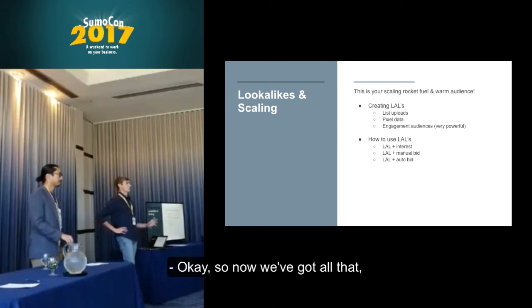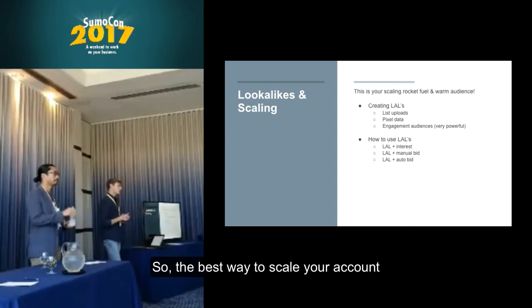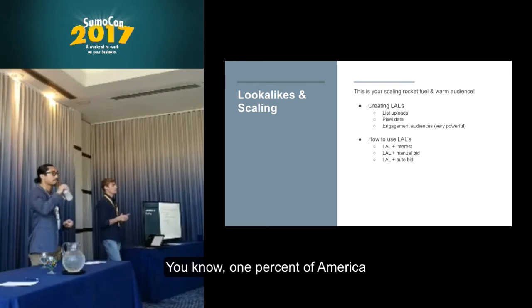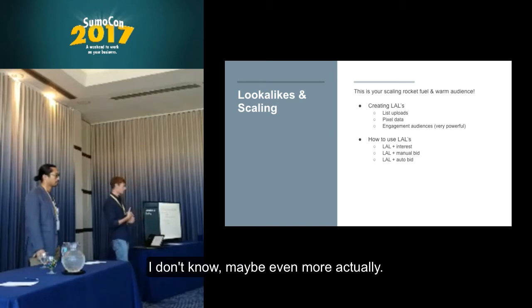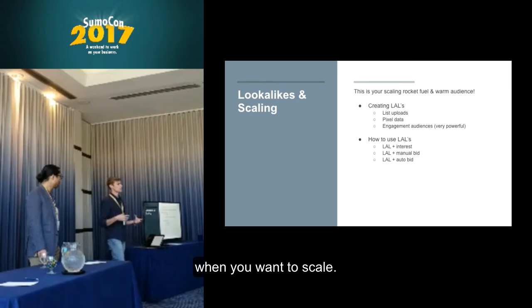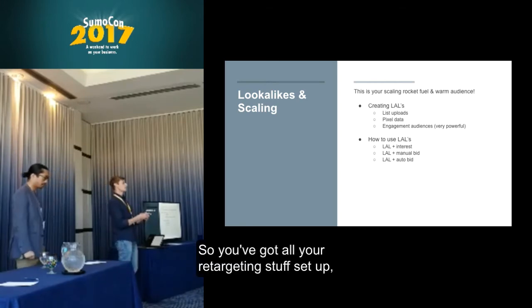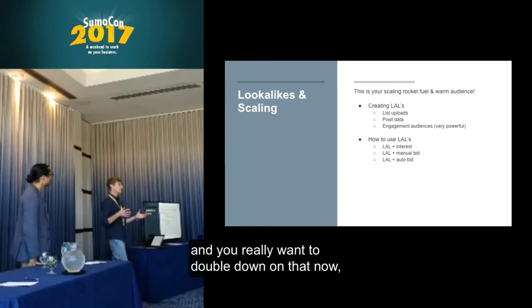Okay, so now we've got all of that, we want to scale our account. The best way to scale your account is to use lookalikes first. 1% of America is about 1.2 million or something. Oh no, maybe even more actually. This is a great place to start when you want to scale. So you've got all your retargeting set up, you've got a few interest campaigns going, and you really want to double down on that now.